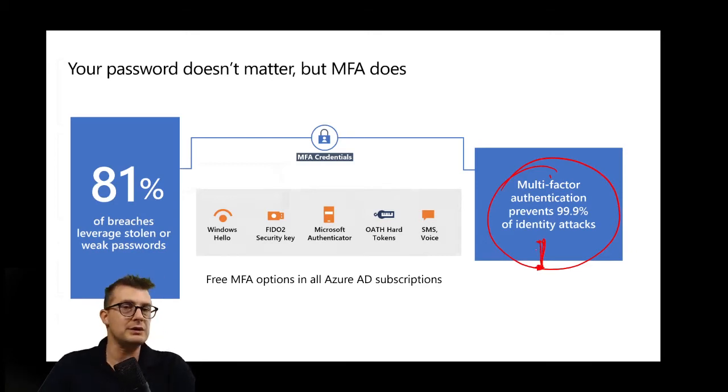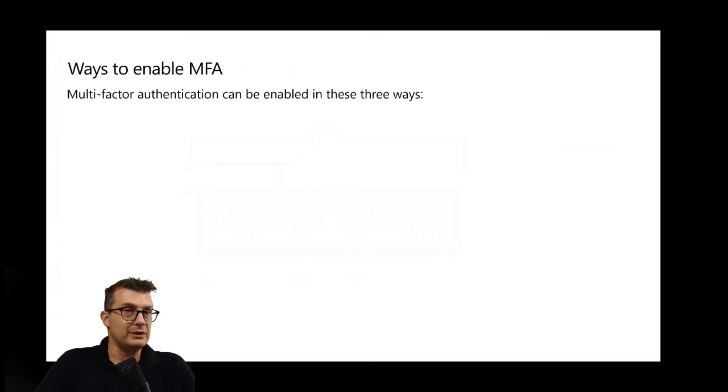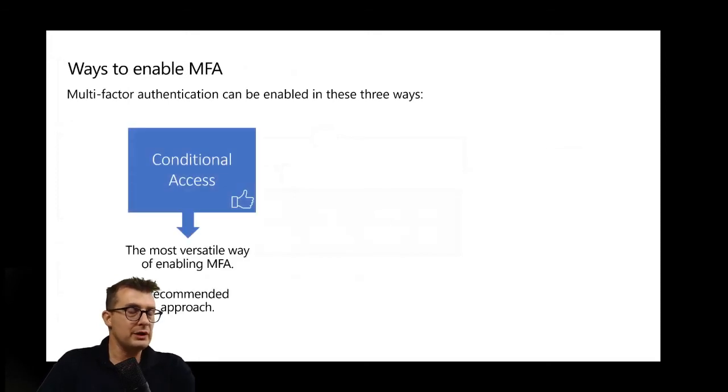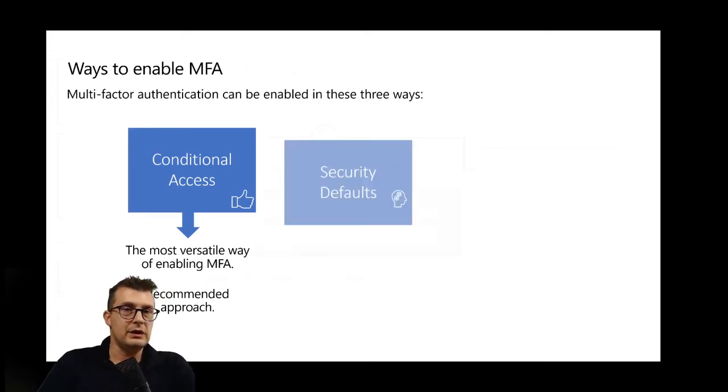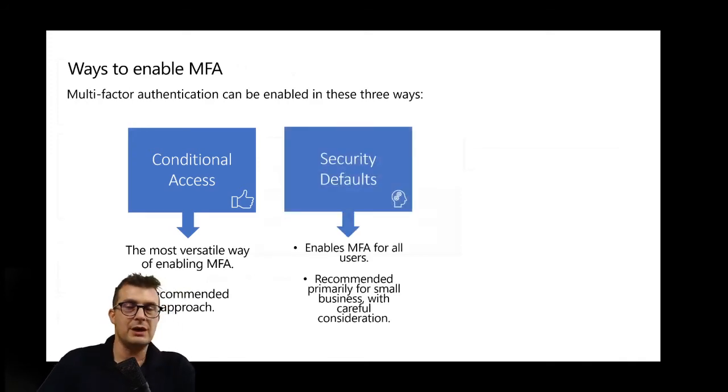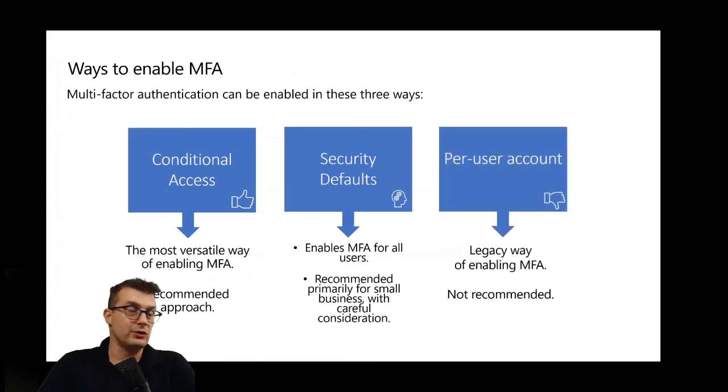zero trust implementation. Ways to enable MFA: conditional access, which is very, very important and the preferred method. Then there are the security defaults in Azure, which enable MFA for all users. That's okay, but it's recommended primarily for small businesses, not for the biggest ones. And per-user account is the legacy way of enabling MFA, which is not recommended. So conditional access is the most recommended approach to do that.